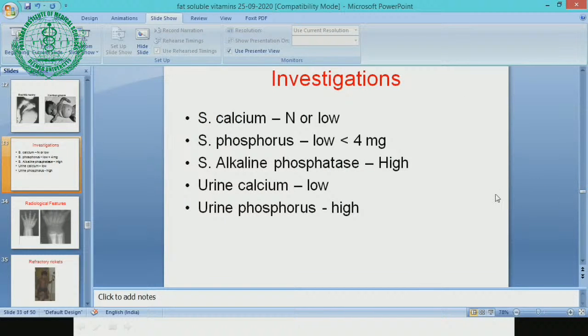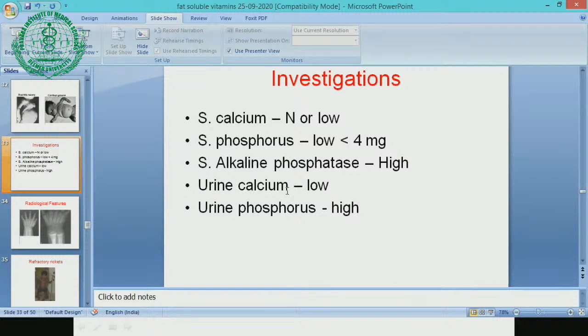Invasion is not very important in the clinical diagnosis. Vitamin D inherited rickets is a clinical diagnosis, but we may have low serum calcium or normal. Phosphorus is always low. That is important. Phosphorus is low. Alkaline phosphatase is very high. Why? The increased osteoblastic activity in the bones. So osteoblastic activity causes increased alkaline phosphatase.